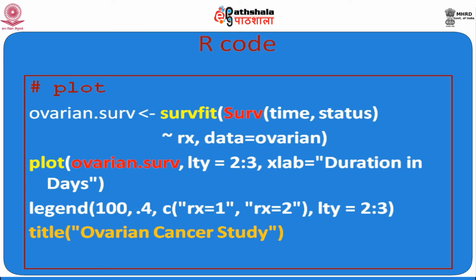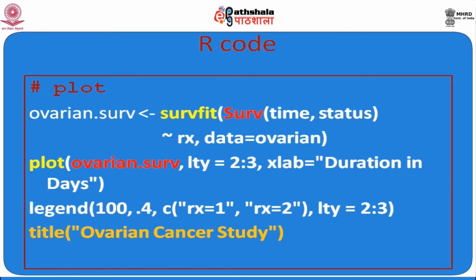Here we are having the Surv function, where capital SURV is calling the time and status variables. Into that we call the survfit function, with time and status on one side, and on the other side the variable called Rx, which represents which type of treatment was given. Once you call them, we ask for data equals ovarian. This whole function is assigned as ovarian.surv.